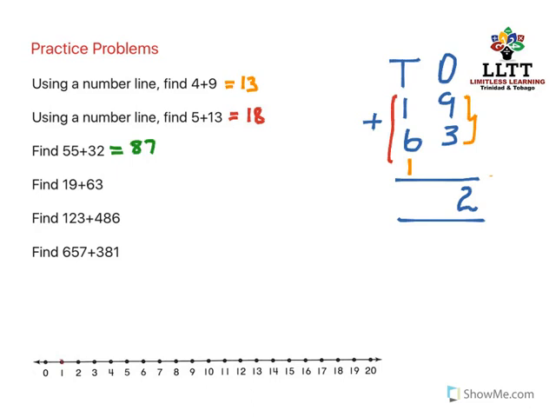I put my red dot at 1. I'm going to add 6. So I'm moving 6 places to the right. 1, 2, 3, 4, 5, 6. And then I'm going to move an additional 1. So that gives me 8. 8 tens. I put my 8 under the tens area.